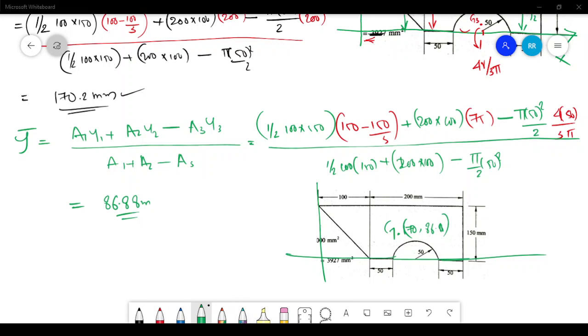The formula is the same, but the only difference is we need to subtract the area which is not a part of that geometry, right? So let's look at another question.